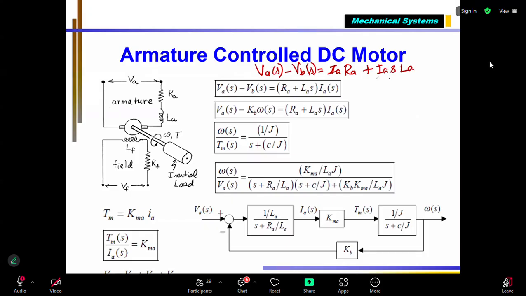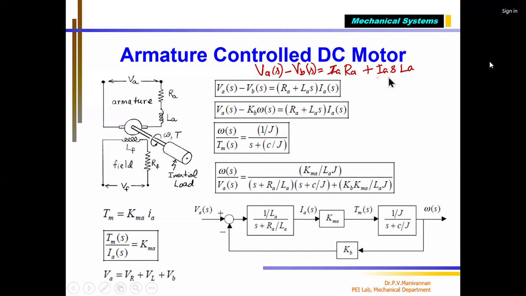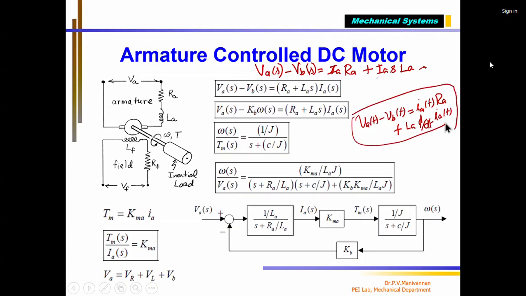We know the voltage in the inductor, actually this is in Laplace. In the time domain, I say VA of t minus VB of t equals IA of t into RA plus LA into d by dt of IA of t. This is the correct form. Note this down, because in the exam, if you are asked, you have to write this step also. Don't forget it. So this is the time domain equation or model.